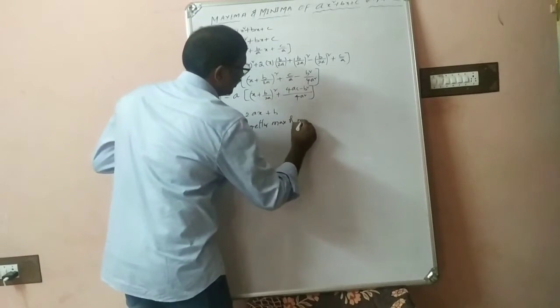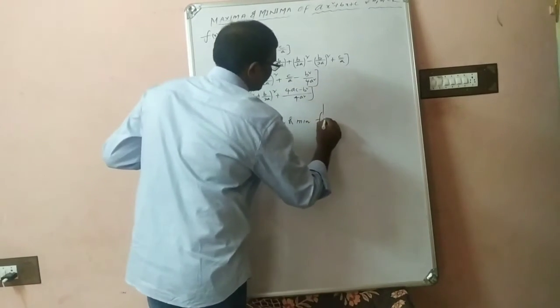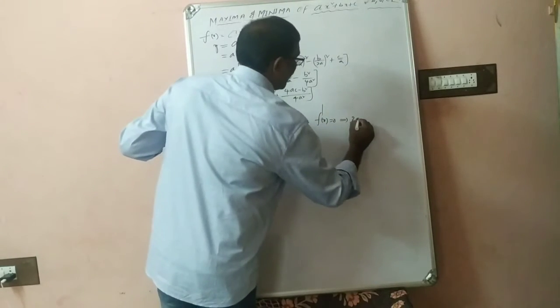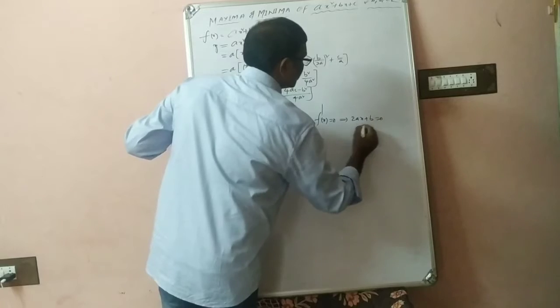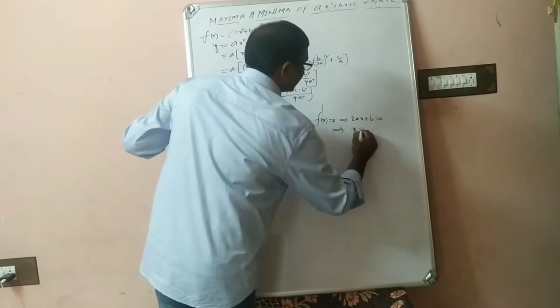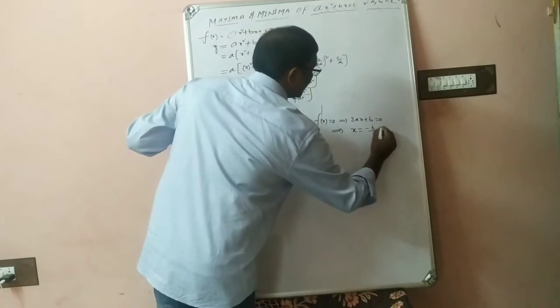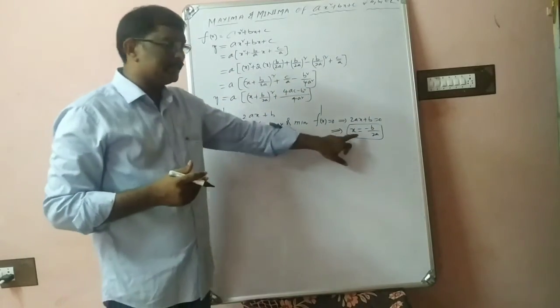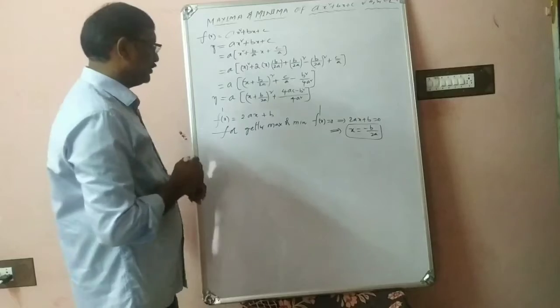For getting maxima or minima, f dash must be equal to 0. That means 2ax plus b is equal to 0. That implies x is equal to minus b by 2a. So you will get either maxima or minima at this point, x is equal to minus b by 2a.